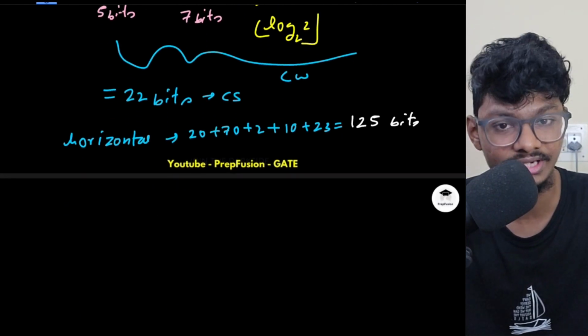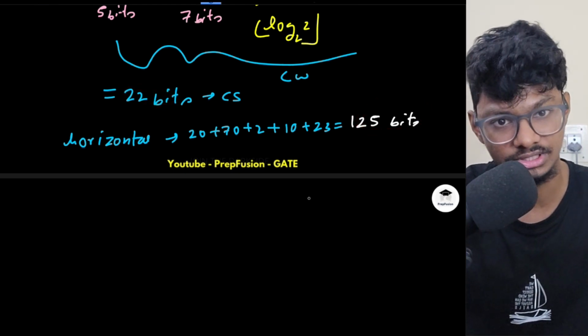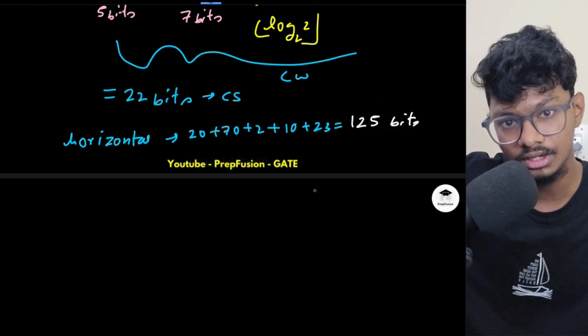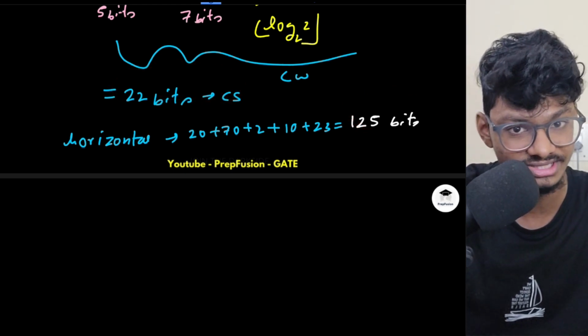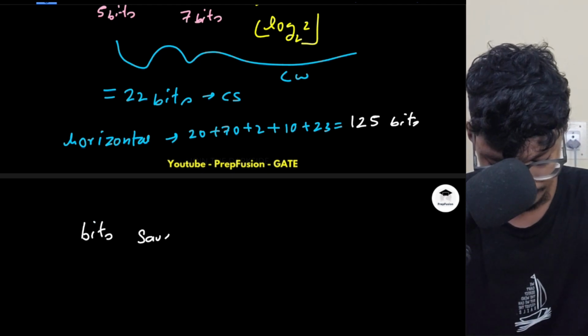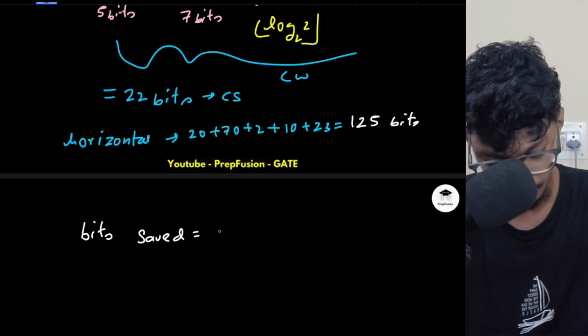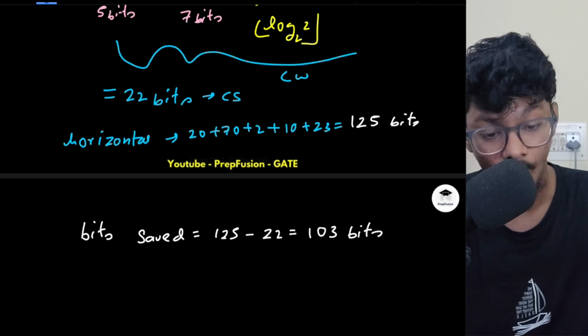So how many bits did I save? So yes, these are for control signals. It will have the next address bits. It will have the mux. That is there, right? But that is the same for both. That we don't save. We save only on the control signals. So bits saved, how much? 125 minus 22. So a total of 103 bits were actually saved.